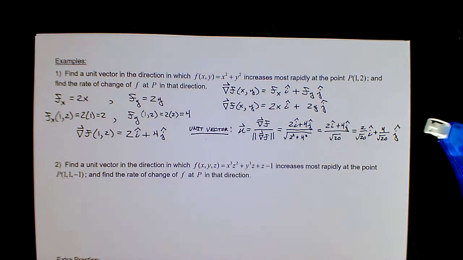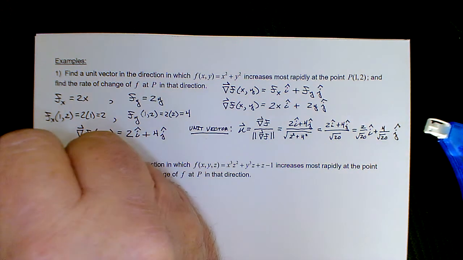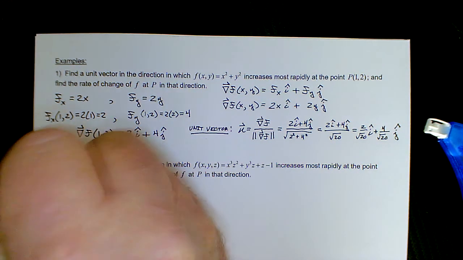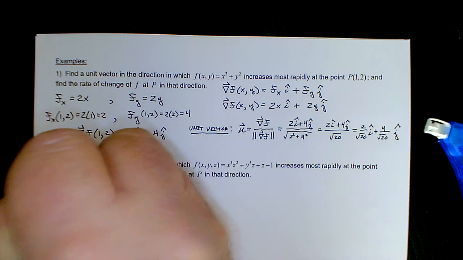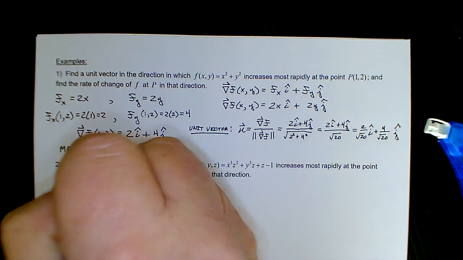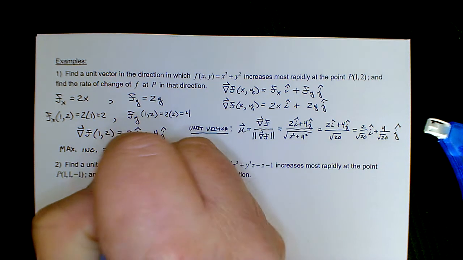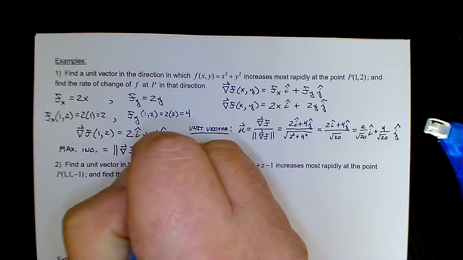So that's the unit vector in the direction where the function increases most rapidly. And then the maximum increase is really just the denominator of that. It's really just the magnitude of the gradient of f, which is the square root of the sum of the squares again. 2 squared plus 4 squared, or the square root of 20.